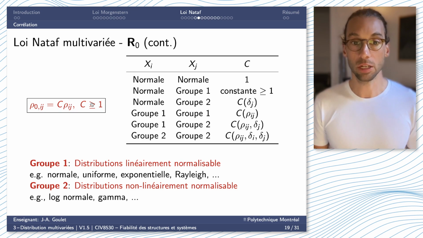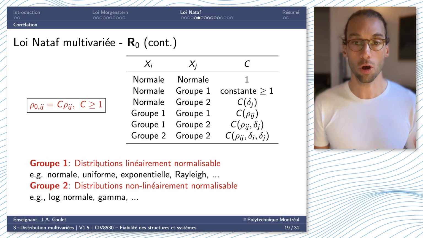So what is going to be that C value? It's going to depend on the type of variable for xi and xj. If both are normal, it's going to be 1. If it's normal and group 1, it's going to be a constant. Normal and group 2, a constant that is a function of the coefficient of variation. Group 1 and group 1, a constant that is a function of the correlation coefficient. Group 1 and group 2, a constant that is a function of the correlation coefficient and the coefficient of variation of the second variable. And group 2 and group 2 is going to be a function of the two coefficients of variation and the correlation coefficient.